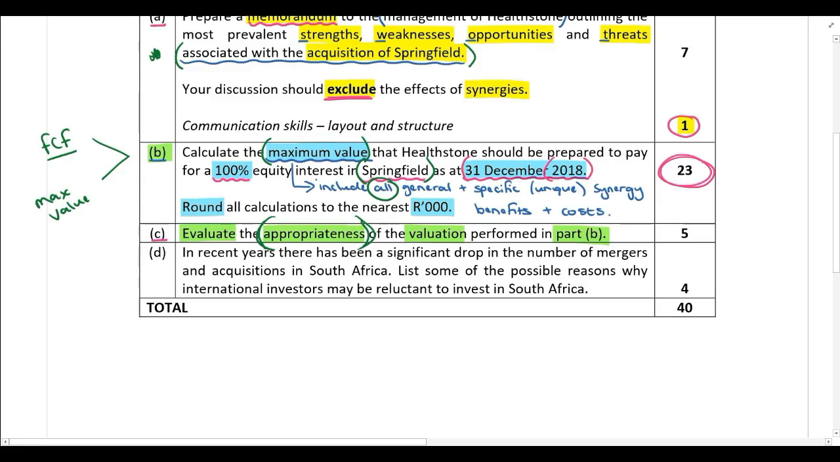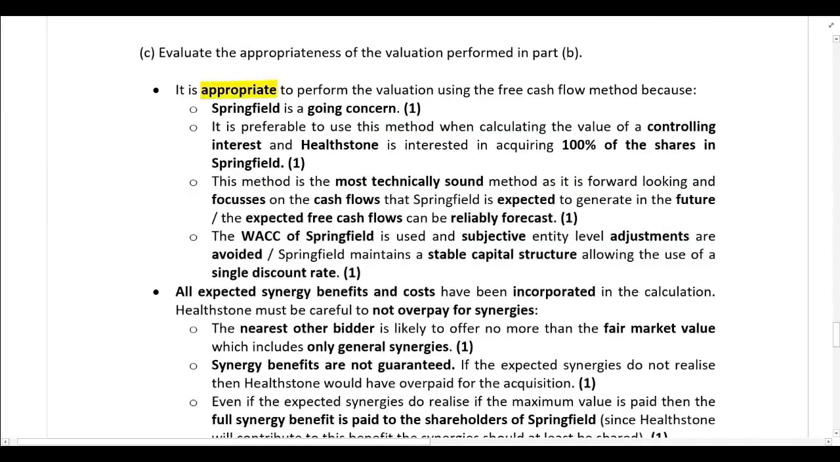Let's first look at whether it's appropriate to use the free cash flow method to perform the valuation on Springfield. First, guys, very easy, this part of the required. It's important to note that you can only use the free cash flow method if the company is a going concern. So there's nothing to indicate in the question that Springfield is not a going concern.